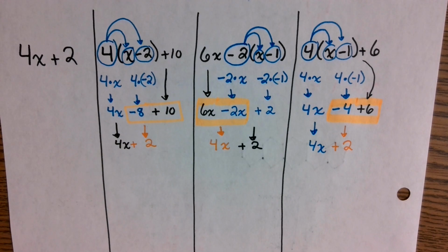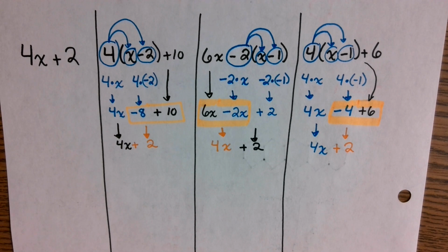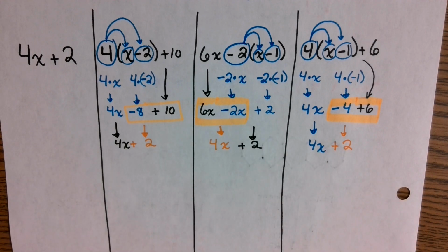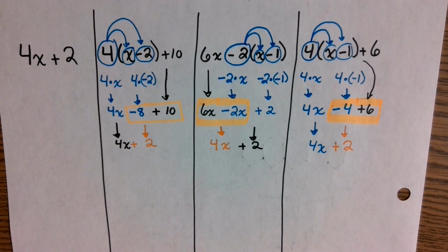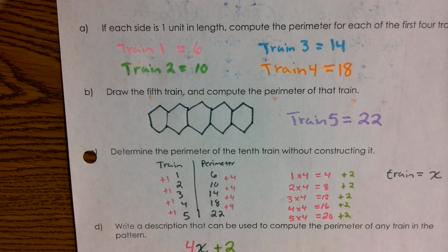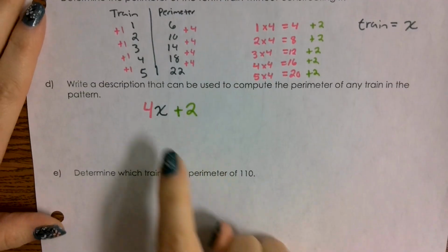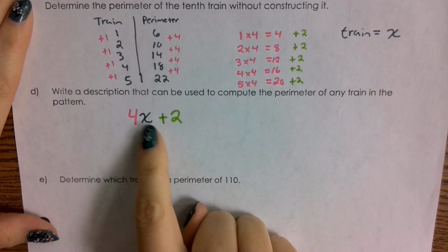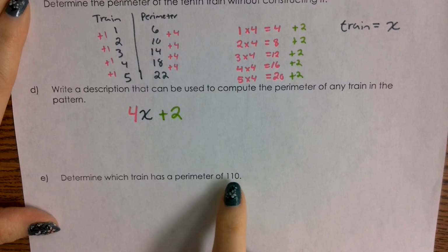Okay, so let's go ahead. I'm going to flip it back over. We're going to utilize this expression, this 4x plus 2, and we're going to solve. So instead of simplifying expressions, we're actually going to solve an equation based off of what we're wanting. So we want to know how many hexagons, or what train number, what value of x, remember I said x is going to be equal to my train number, what value of x do I need to have in order for me to get a perimeter of 110?